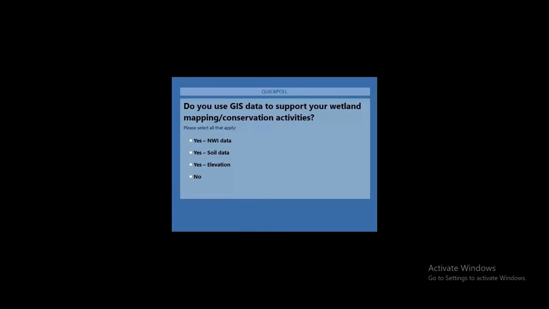It looks like a fair amount of you are choosing your answers already, so thank you for doing that. It's a pretty even spread between elevation, soil, and NWI. So it looks like the most popular one so far is elevation. But then soil data and NWI are pretty close behind it, and almost nobody is saying no. We got about 10% of users saying no, and so I'm going to go ahead and close the poll.